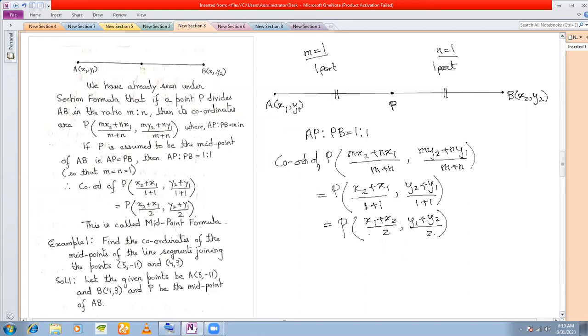This is a fairly easy formula. If P lies midway between 2 points A and B, then the coordinates of P is given by this. This is called the midpoint formula. Okay, you have to remember this formula, the midpoint formula. I've done the derivation for you just to show you that this ratio is 1:1. Okay, so let's see an example.